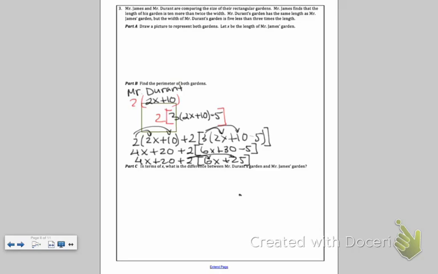So don't mind this part C over here. I'm just going to continue working over it. We have 4x plus 20 plus 12x plus 50 after we've distributed. And now finally, to find the perimeter of Mr. Durant's garden, we're going to combine our like terms. We have 4x plus 12x, which is 16x, and we have 20 plus 50, which is positive 70. So the perimeter of Mr. Durant's garden can be represented by 16x plus 70.